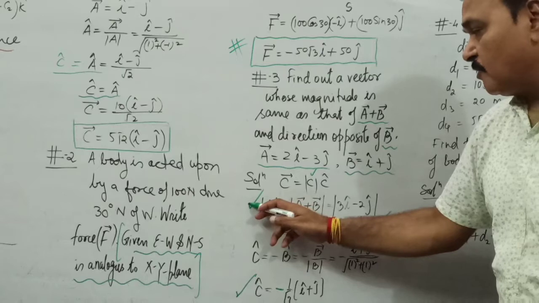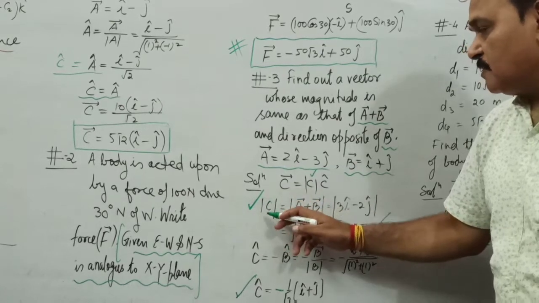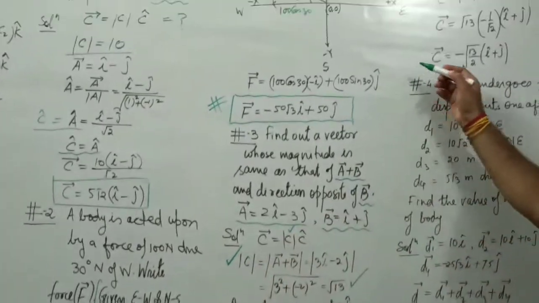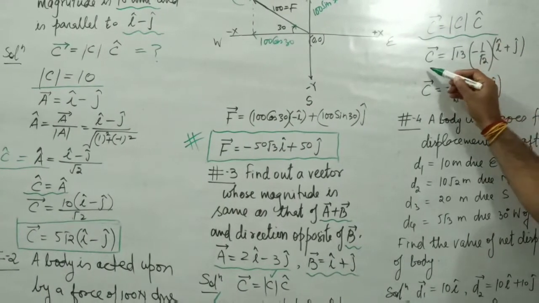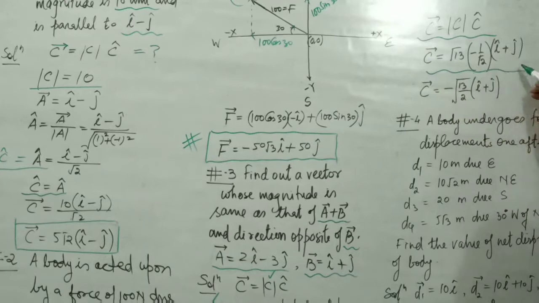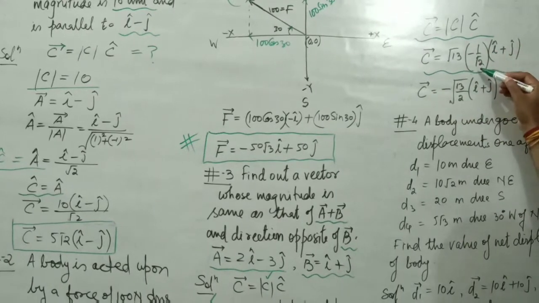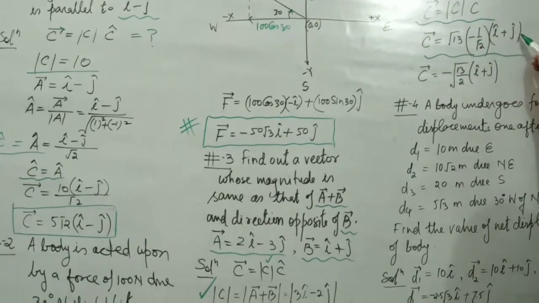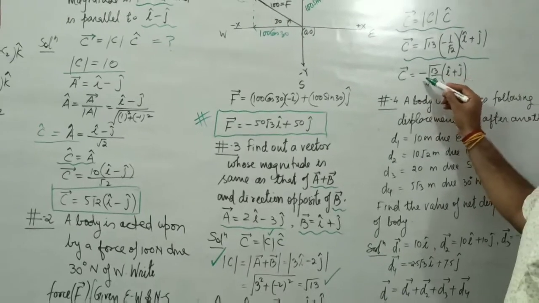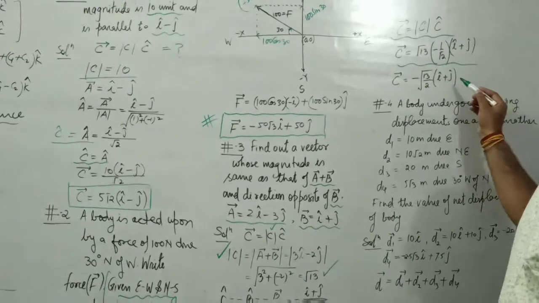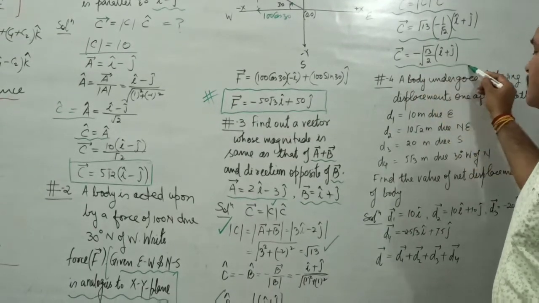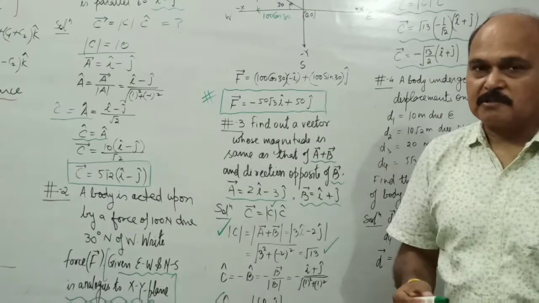We have found out the magnitude of the vector. So what is the vector C? Vector C is going to be C modulus into C cap. C modulus is root 13 and C cap is minus 1 upon root 2 (i plus j). That is, C vector is minus square root of 13 by 2, that is 6.5, (i plus j). So this is the answer of this particular question. Very, very simple.